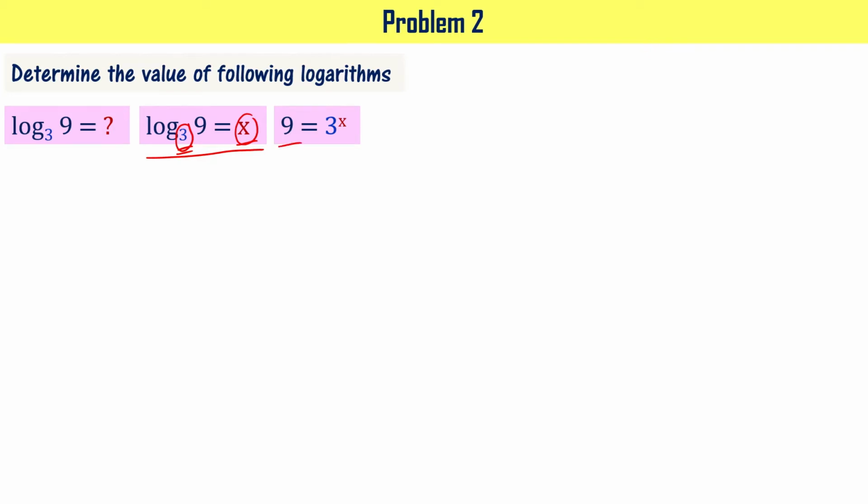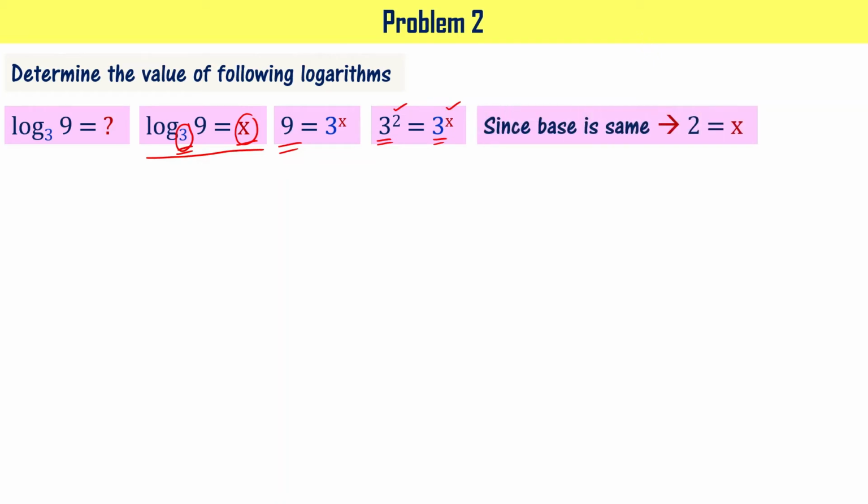Can I write 9 also in terms of 3, right? We can write it. That is going to be 3 square equal to 3 power x. Look at this. The base of both the cases, LHS and RHS, is 3, right? When bases are same, we can equate the powers, because of that we can now write it as 2 equal to x, right? So log of 9 to the base 3 equal to 2. That is the answer.